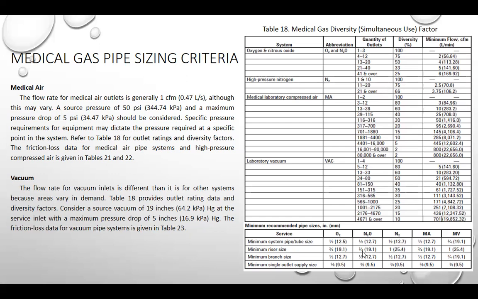So, recommended pipe size: for the system, minimum system pipe tube size is 1/2. Lahat. Sa vacuum is 3/4. This is medical vacuum. Minimum risers, yung pataas, is 3/4. Minimum branch is 1/2. Minimum single outlet size is 3/8. Single outlet size.